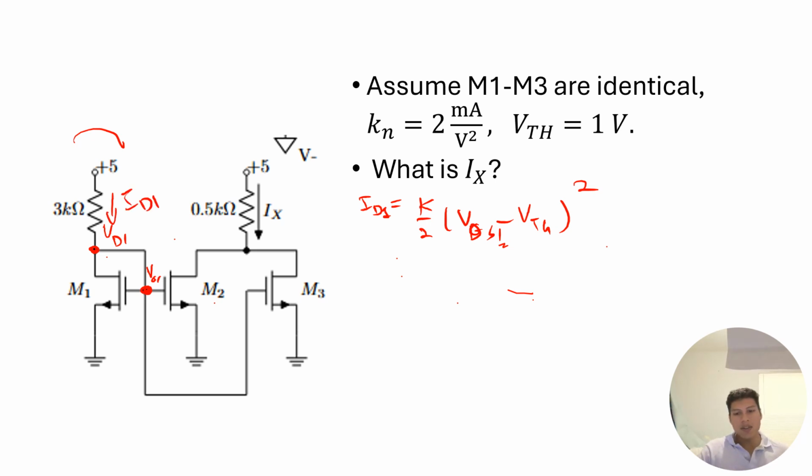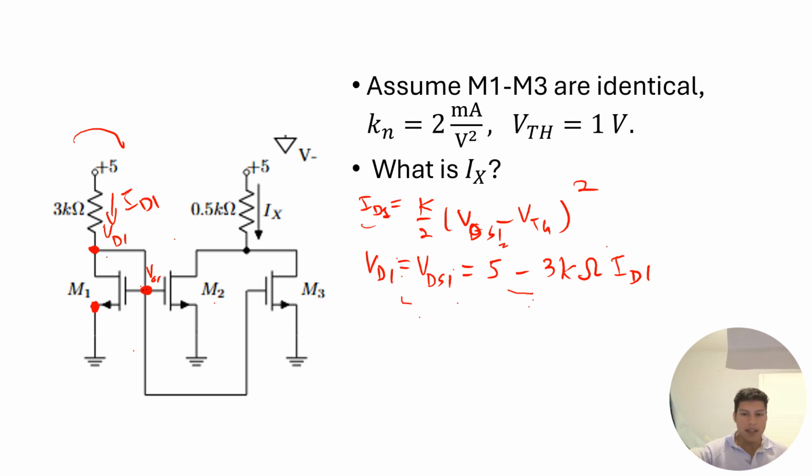Additionally, the voltage VD1 is equal to VDS1 because the source is grounded. And so we have 5 minus 3 kilo ohms times ID1. Now we can plug this equation back into the other equation and solve the quadratic equation, like we did in the previous example.